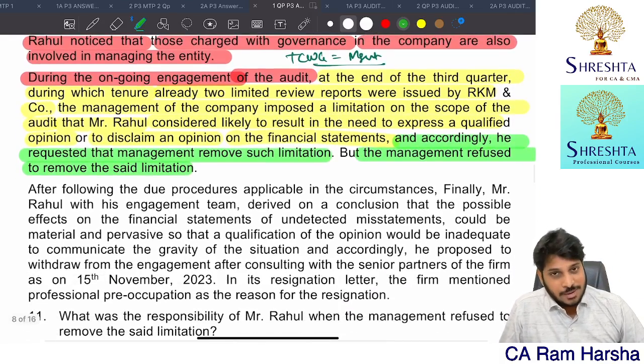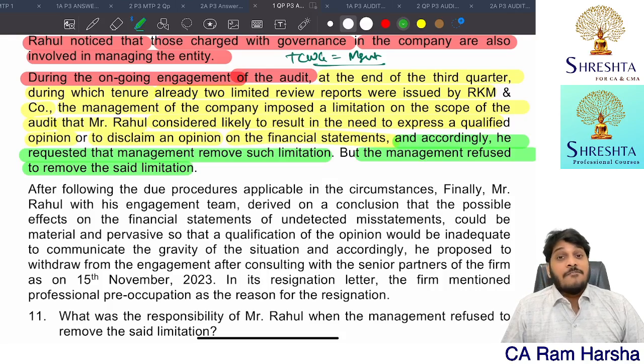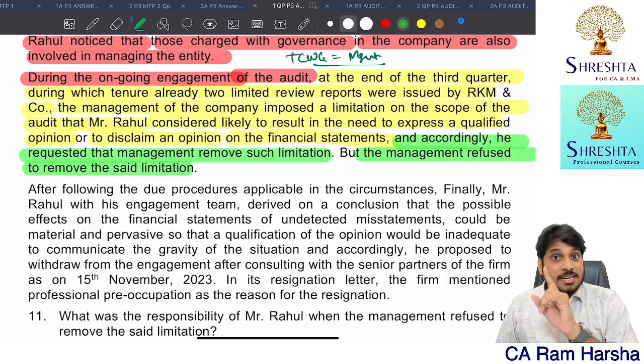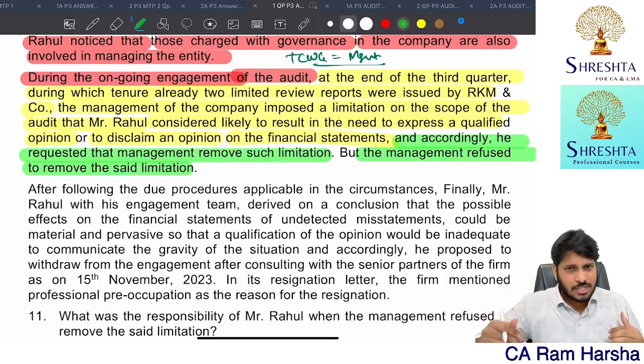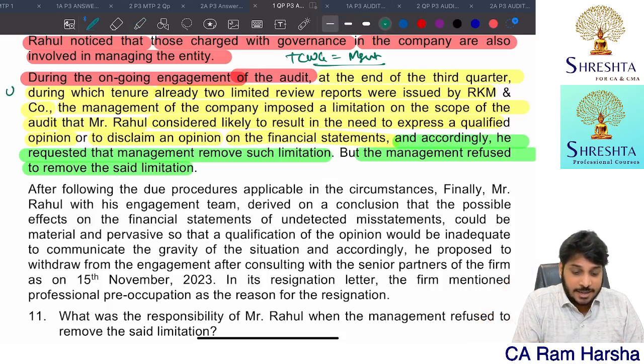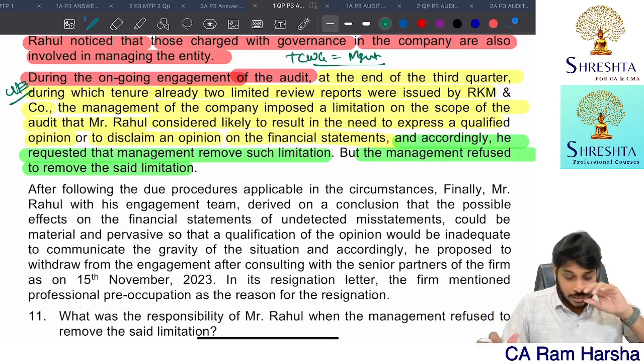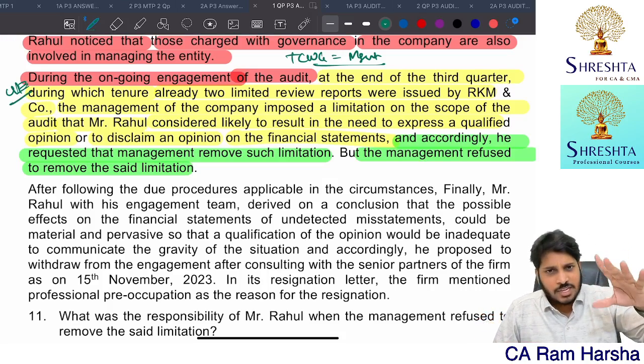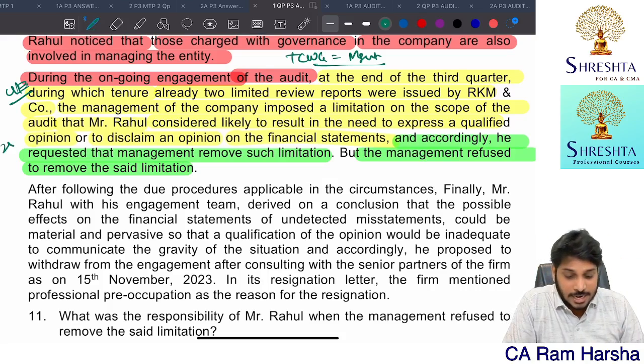Suppose management imposed a limitation, and in spite of the request from the auditor to remove it, management did not remove the limitation. Withdraw from the engagement. It's compulsory. SA 705 says if management imposes a limitation, withdraw where legally permitted. Suppose immediate withdrawal is not legally permitted, look, this is a listed entity. When he is withdrawing, the date is very important. 45 days, all that logic you remember. In the SA 240 standard, I explained it to you.